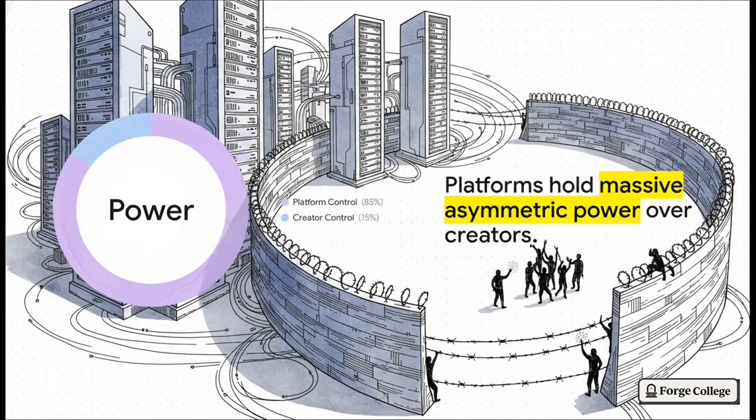Because the platform owns the infrastructure, the algorithms, and the social graph, the bargaining power is highly skewed. The platform holds the vast majority of control, leaving creators essentially locked inside a walled garden. Think about it. You might spend years building a massive audience, pouring your creativity into a channel, but if you decide to leave, you can't just easily pack up your followers and take them with you.